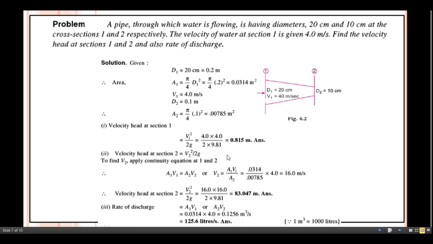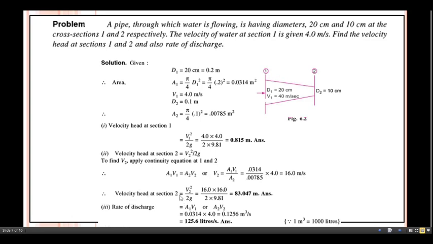So what about a2? A2 indicates the area at cross section 2. So substitute the value here, and a1 v1. This a1 value we have, v1 we have. So substitute here, do the calculation. We can get v2 equals 16 meter per second.